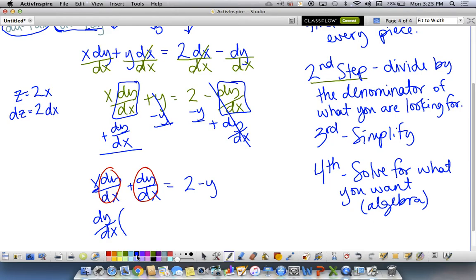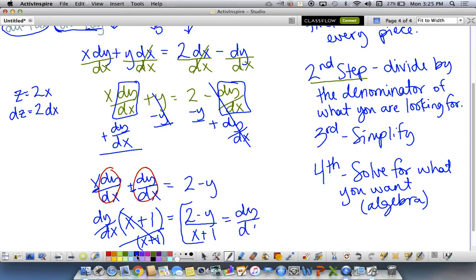When you factor it out, what are you left with? Well, the only thing on the outside of this one is x. What about on the outside of this one? What is dy/dx divided by dy/dx? There's a plus 1. Don't forget that: plus 1 equals 2 minus y. Now, pretty simple. There's a dy/dx on the outside of a parentheses. How can we solve for dy/dx? Divide by what else is with it, right? Divide by x plus 1. Those cancel, and now we have 2 minus y over x plus 1 equals dy/dx.